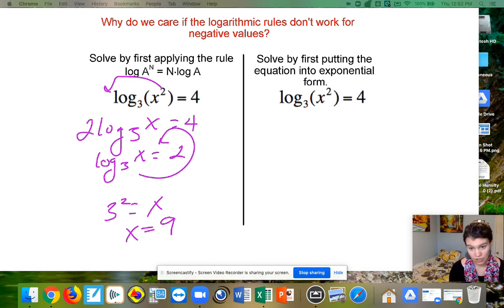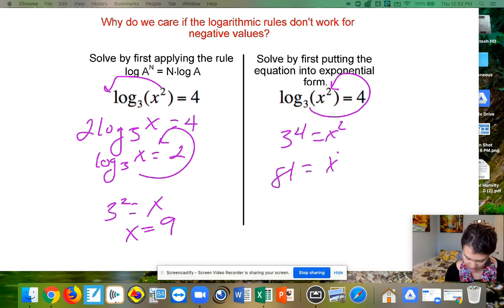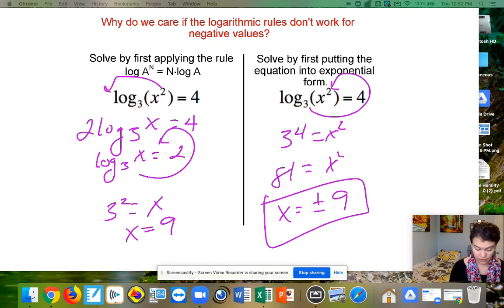Okay, do one the other way. We're going to just start by rewriting it first. You get 3 to the 4th equals x squared. 81 equals x squared. Take the square root, and x equals positive or negative 9. This one is the right answer. So doing this way, we lost that negative 9 answer. It disappeared when we brought that 2 in front. So you have to be careful.